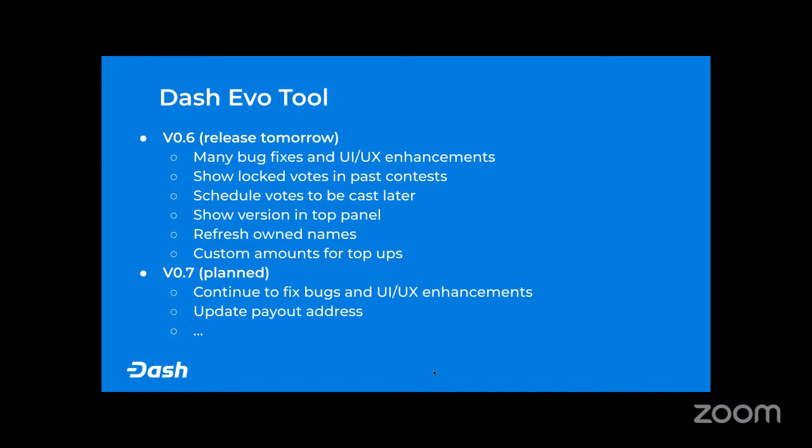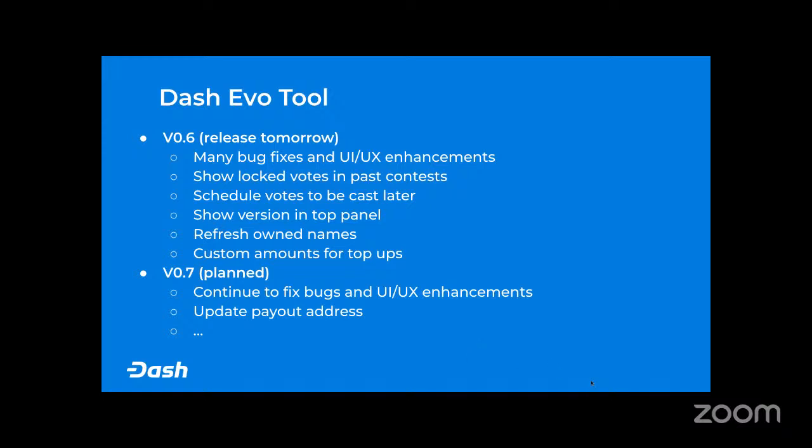For V0.7, there's still more cleaning up to do. There are still some more bugs and stuff. And also Odie added a feature to update the payout address of masternodes. We're just in the process of testing that, so we'll probably include it in the next release. And yeah, I'm going to do a quick demo if it's all right.